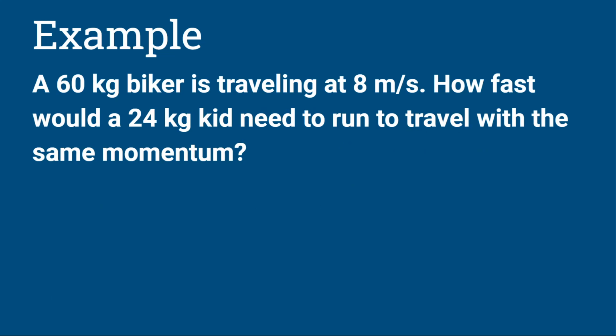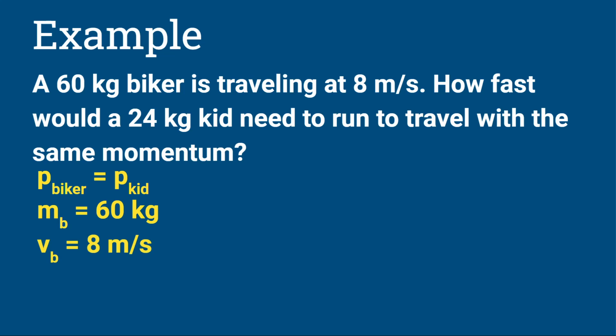Let's try this one. A 60 kilogram biker is traveling at 8 meters per second. How fast would a 24 kilogram kid need to run in order to travel with the same momentum? Okay, so again, now we have two different objects and we're just doing a comparison here, but if we want to make the kid have the same momentum, we need to know how much momentum the biker has. So I can set them equal to each other. I have enough information to determine the momentum of the biker because I know the biker's mass is 60 kilograms and the biker's velocity is 8 meters per second. Therefore, I can find the biker's momentum and I can set it equal to the momentum of the kid, keeping in mind that the kid has a mass of 24 kilograms.